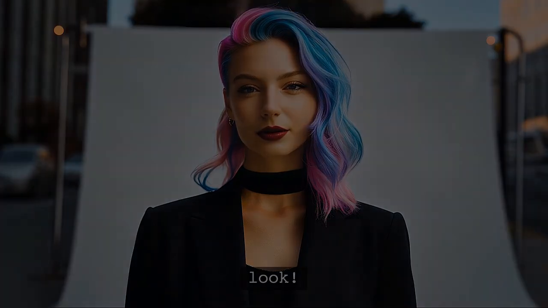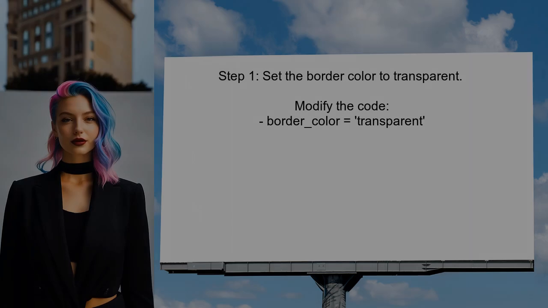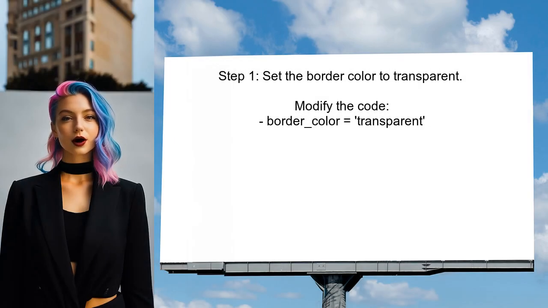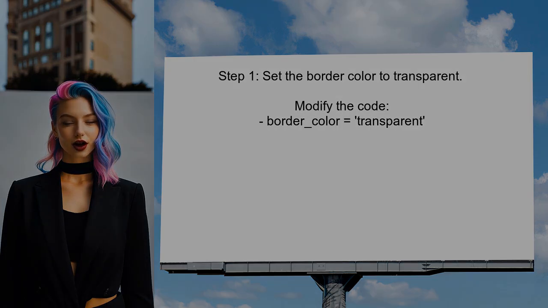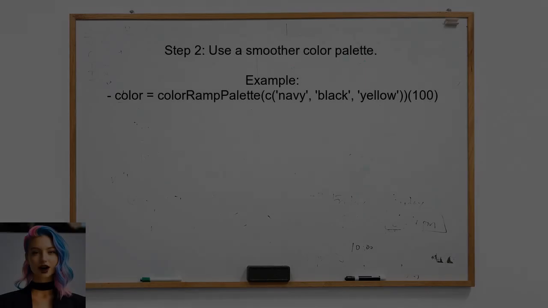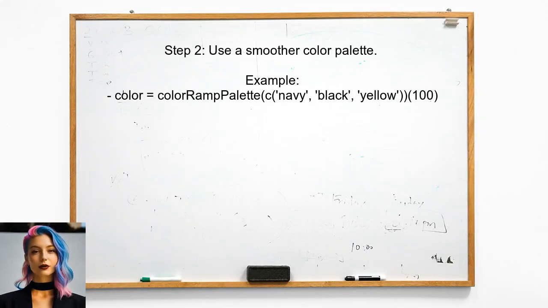look you desire. To address the issue of unwanted border colors in the heat map, the user should first ensure that the border color is set correctly. Instead of using NA, they can try setting the border color to transparent. Next, the user should check the color palette being used. Sometimes, the transition between colors can create the illusion of borders. Using a smoother gradient can help mitigate this effect.